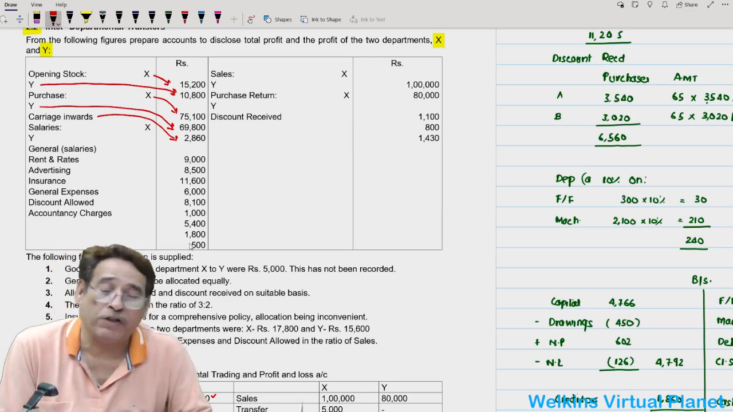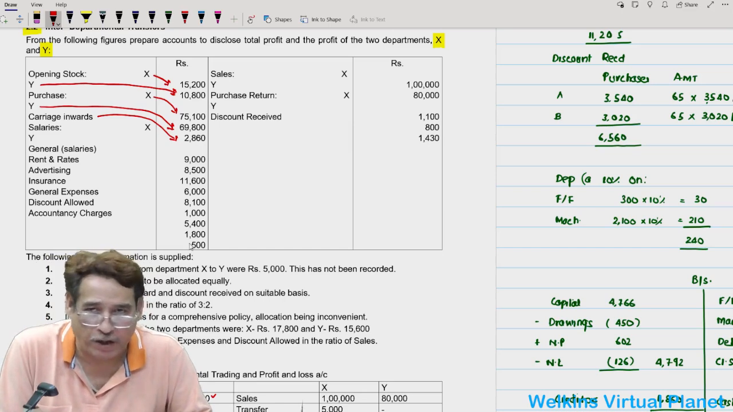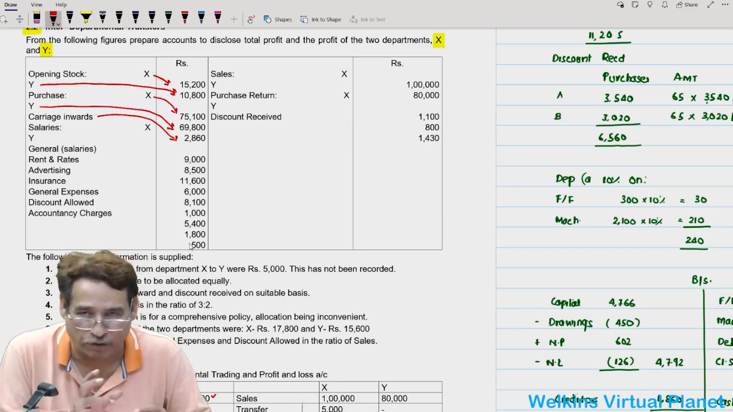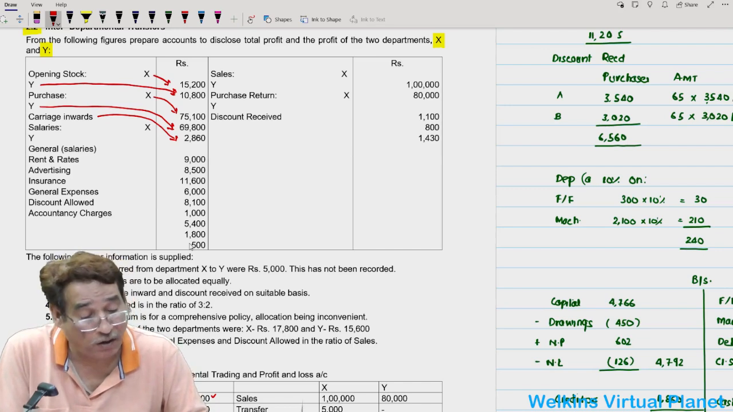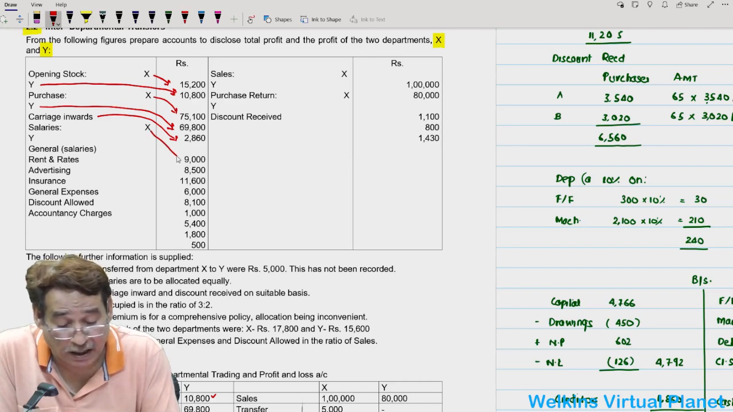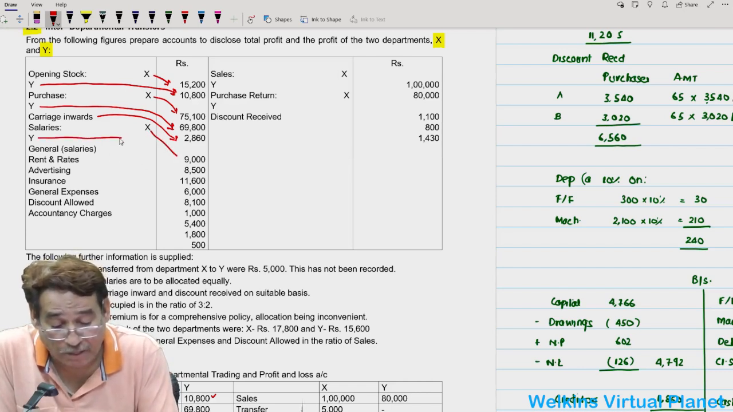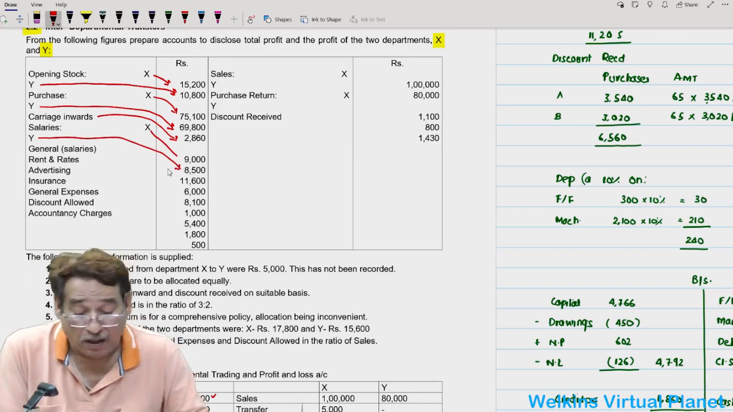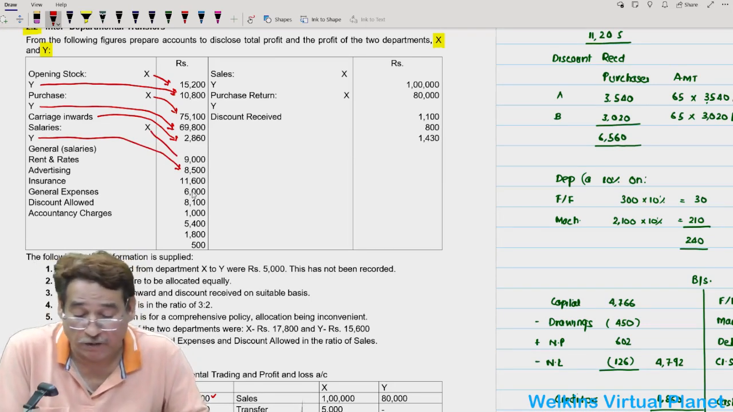In the last question, when we did carriage inward, it was mentioned in the information that carriage inward needed to be divided in the ratio of 2:1. Let us see whether any information is given in this question or not. Regarding salaries, Department X salary is 9,000 and Department Y salary is 8,500. Salaries of the respective departments in this particular question have been given. Correct.